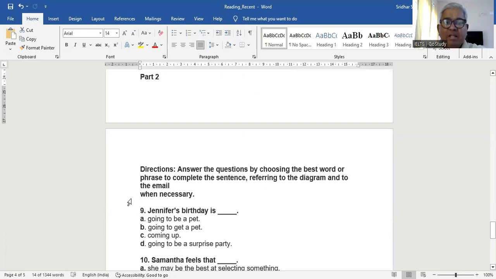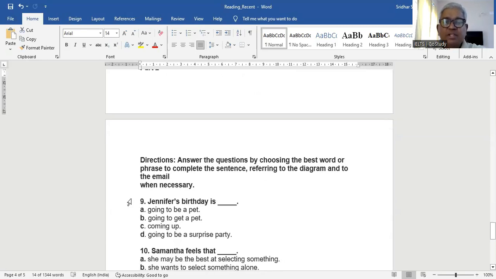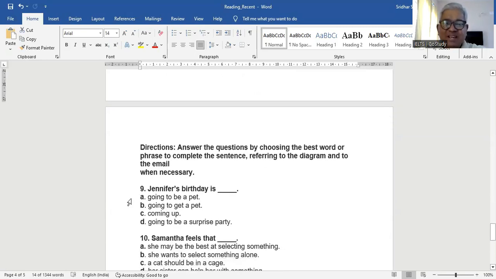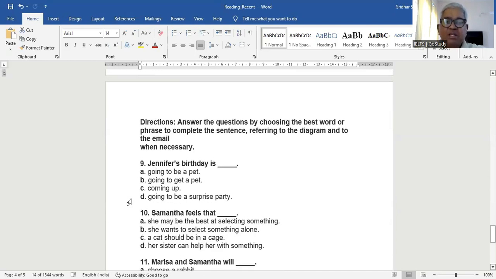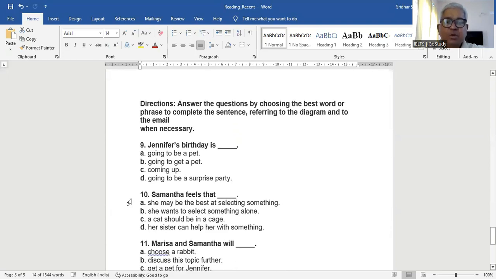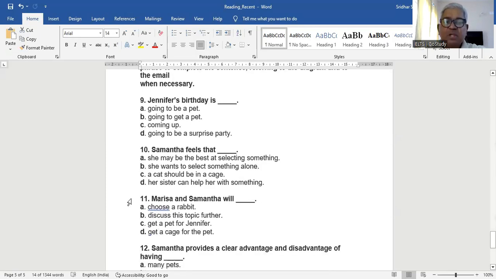Okay. In part two, answer the questions by choosing the best word or phrase to complete the sentence, referring to the diagram and the email when necessary. Jennifer's birthday is A, going to be a pet, B, going to get a pet, C, coming up, D, going to be a surprise party. Jennifer's birthday is coming up is the right answer.